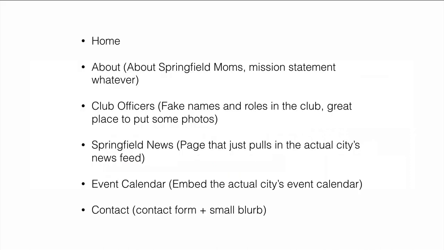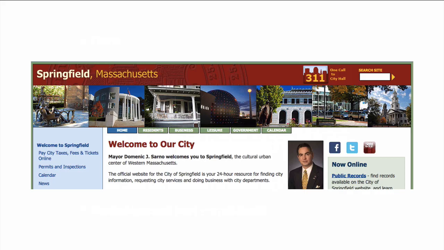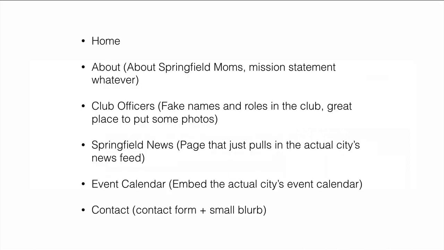And you can create pages like this. You can have a home page, you can have an about page, which is about Springfield's mums, mission statement and stuff. You can have club officers, which make it like an official club, like these websites, with fake names and roles and stock photos for the pictures. You can have Springfield news all about the city, and you could actually have real news that you can find from news websites in that city and add that in there.